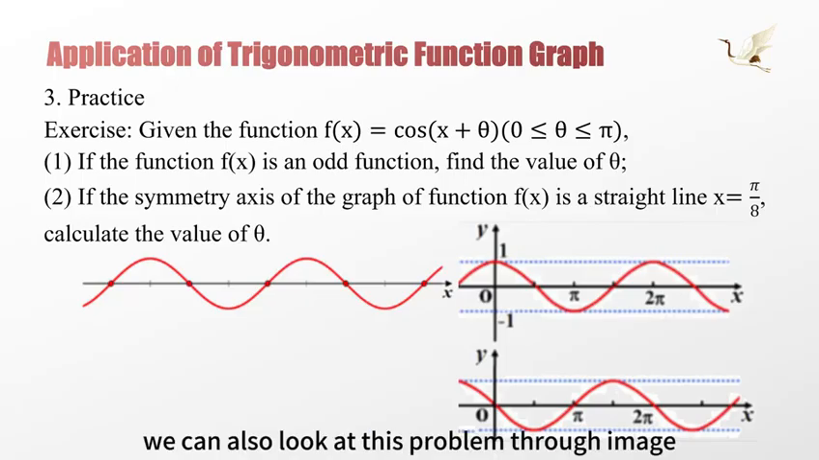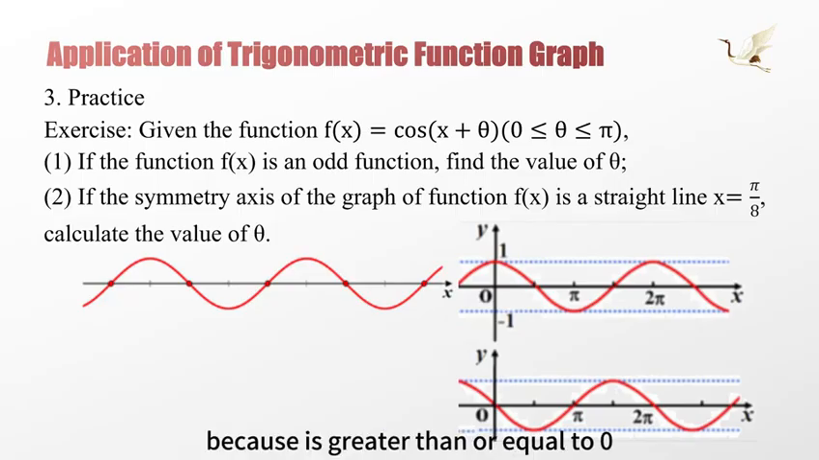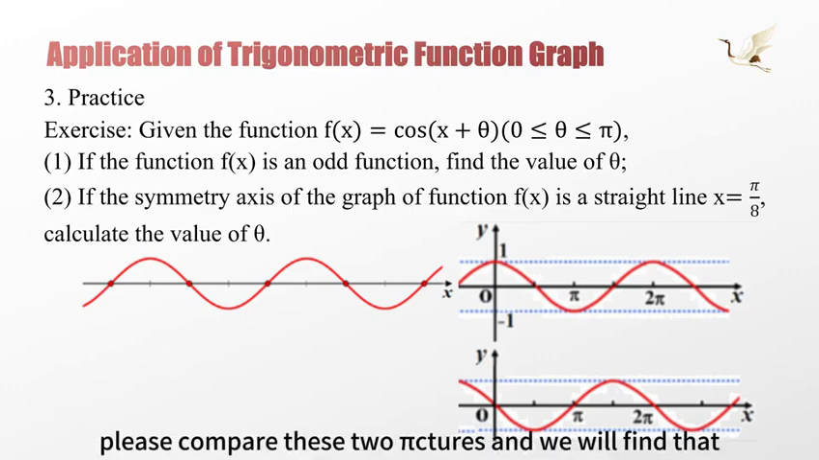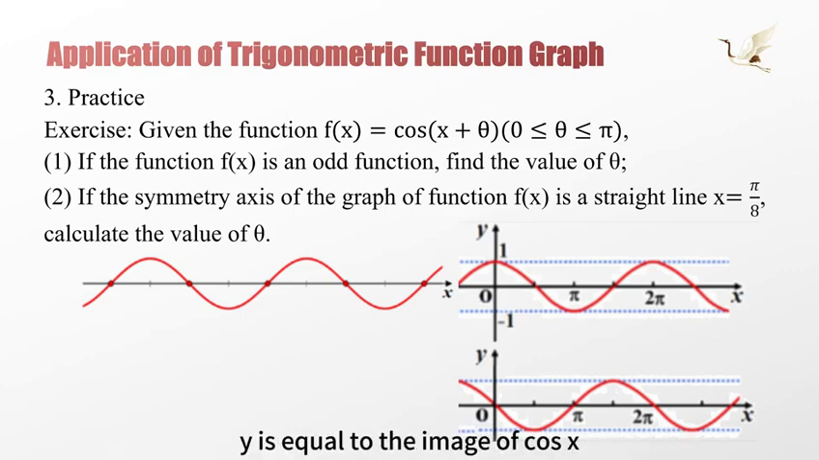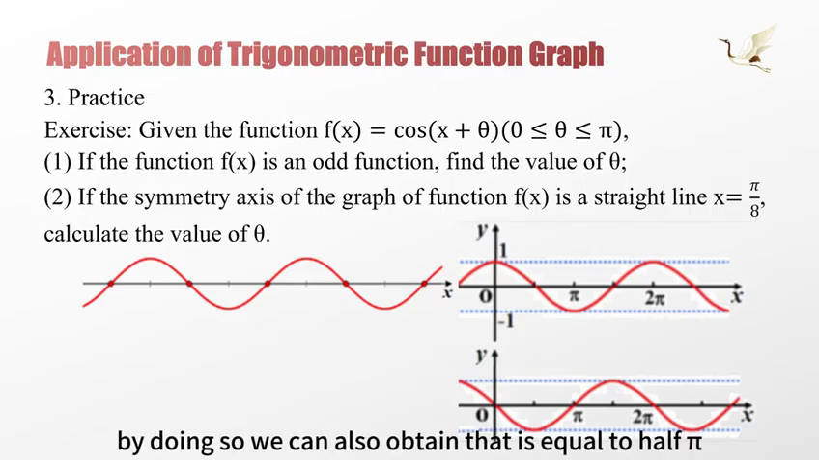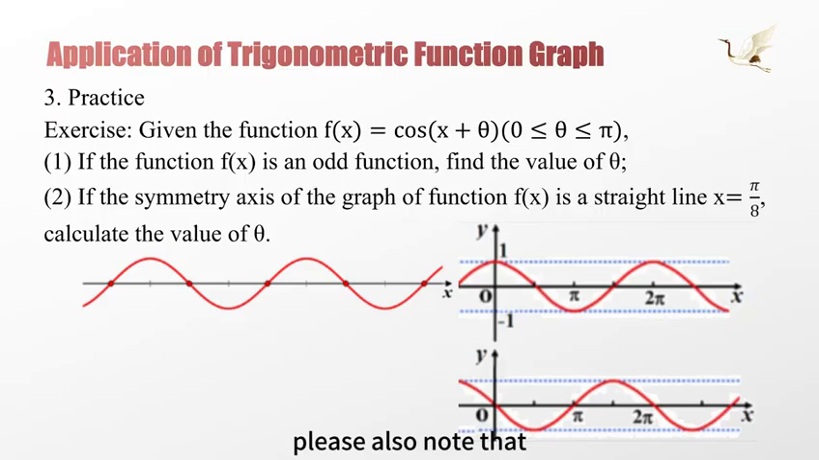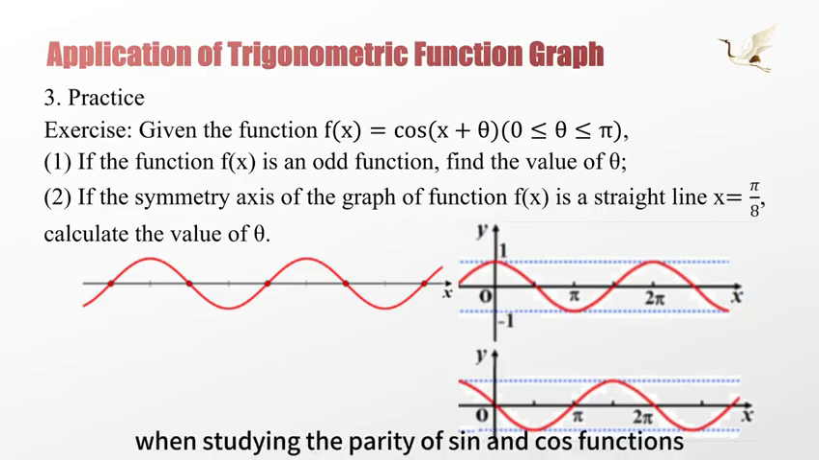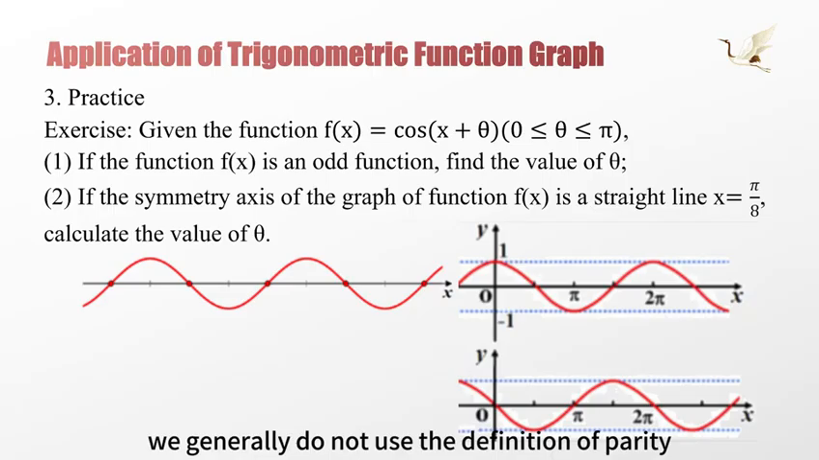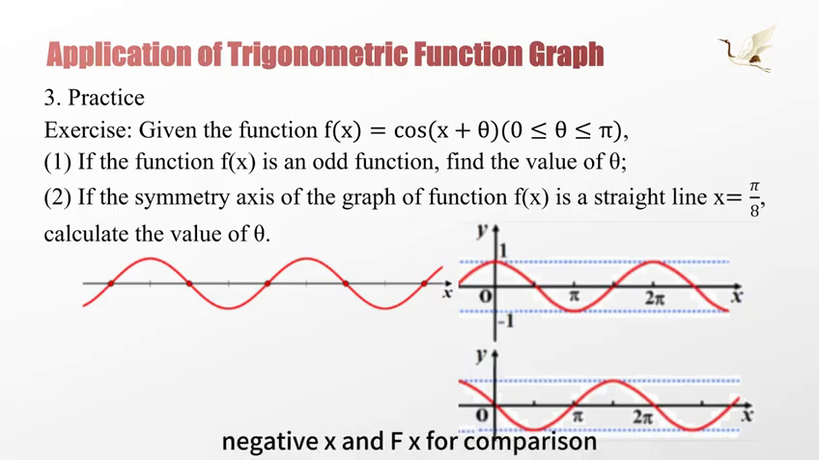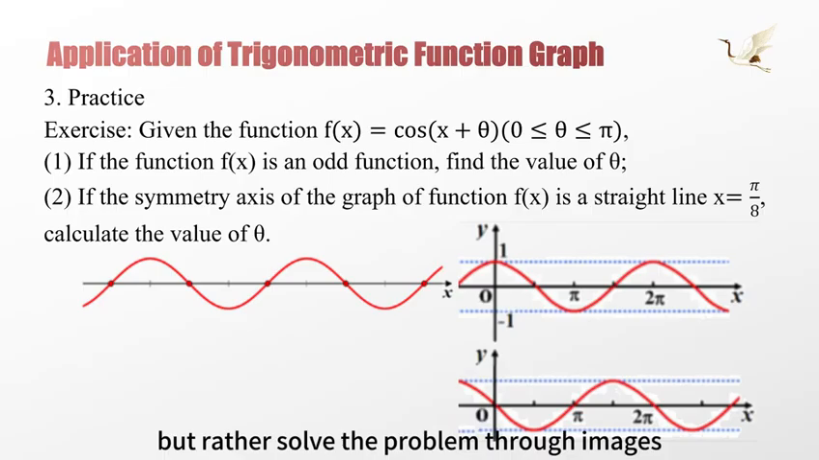So in fact, we can also look at this problem through image transformation, because φ is greater than or equal to 0 and less than or equal to pi. So the image of f(x) can be seen as the left translation of the image with y equal to cosine x. Please compare these two pictures and we will find that the image of y equal to cosine x is shifted to the left by half pi units of length. Is it then symmetric about the origin? By doing so, we can also obtain that φ is equal to half pi. Please also note that when studying the parity of sine and cosine functions, we generally do not use the definition of parity, which means we do not need to calculate f(-x) and f(x) for comparison, but rather solve the problem through images.